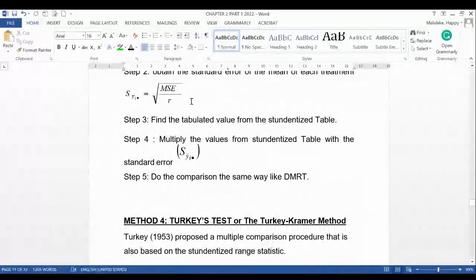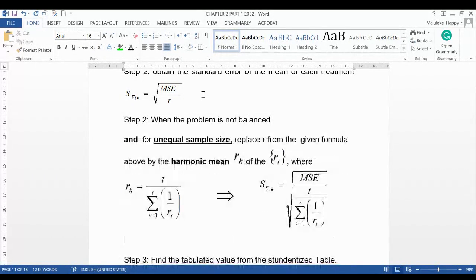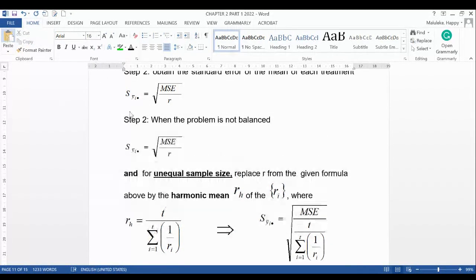So let me go here for the standard error, step 2, when the problem is not balanced. If the problem is not balanced, you use this formula for step number 2. Step number 2 will now be affected.